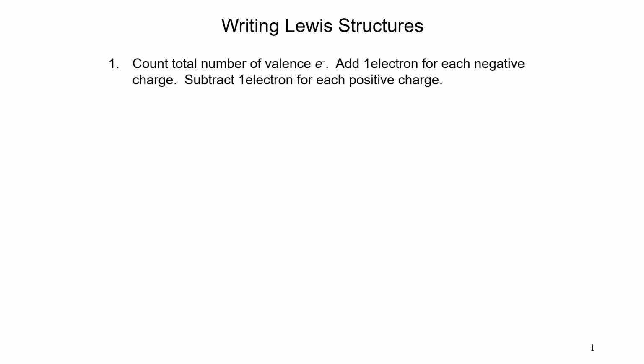So the first step is to sum the total number of valence electrons for each of the elements involved in the formula. If we have a polyatomic ion involved, we will add 1 electron for each of the negative charges. If we have a positive polyatomic ion involved, we will subtract 1 electron for each of the positive charges.